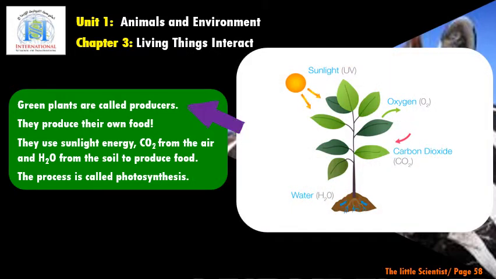So plants take in carbon dioxide by their stomata, they absorb water from the soil, and they use the sunlight energy to mix CO2 and H2O together to get sugar and release oxygen to the outside.